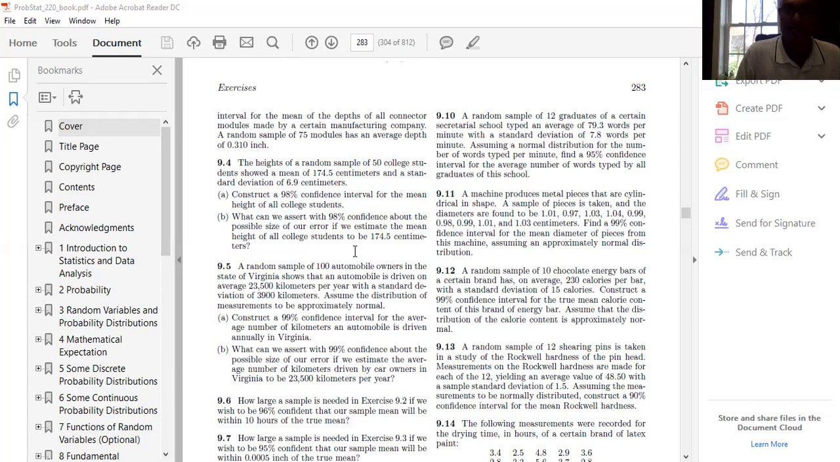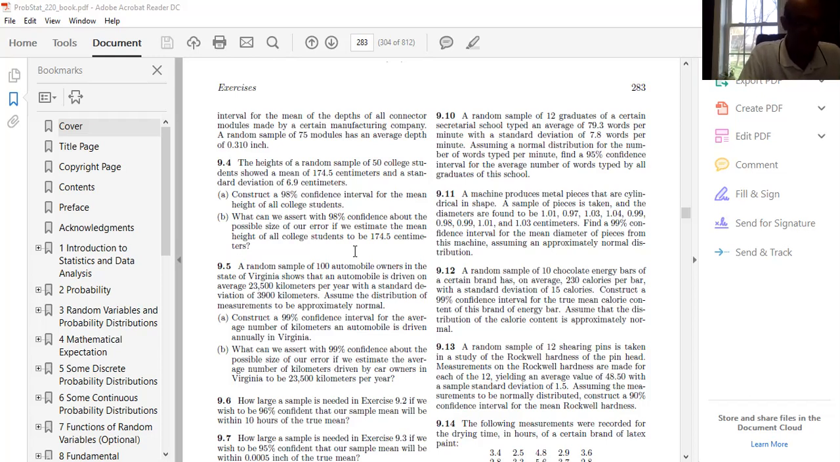The heights of a random sample of 50 college students showed a mean of 174.5 centimeters and a standard deviation of 6.9 centimeters, right? Mean and standard deviation are provided to us. Construct a 98% confidence interval for the mean height of college students. And what can we assert with 98% confidence about the possible size of our error if we estimate the mean height of all college students to be 174.5 centimeters? So we are answering these 2 questions. Second part is based on the error estimation.